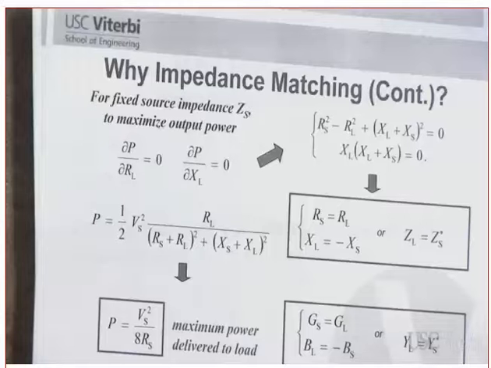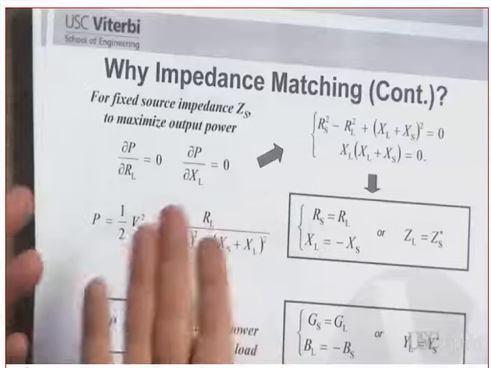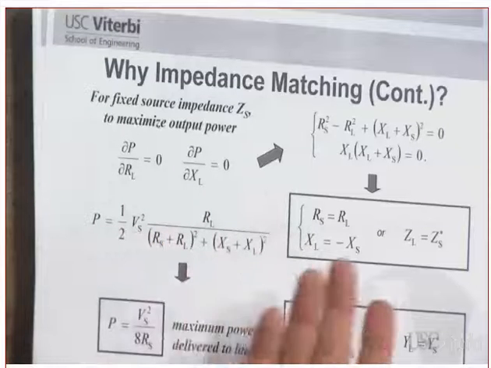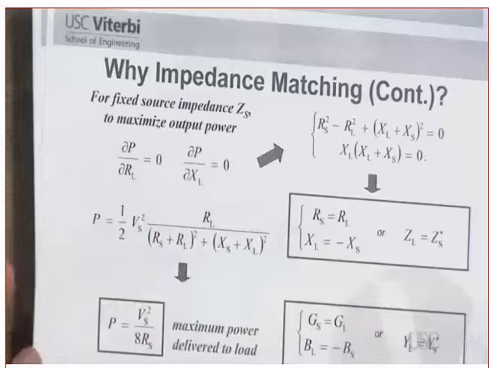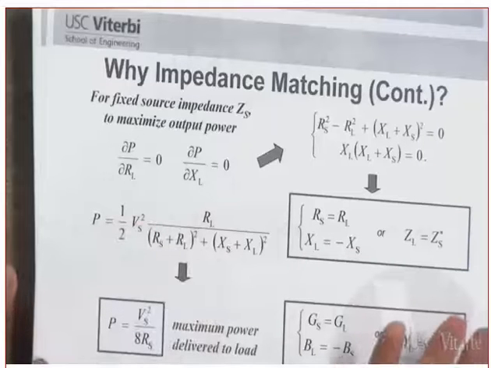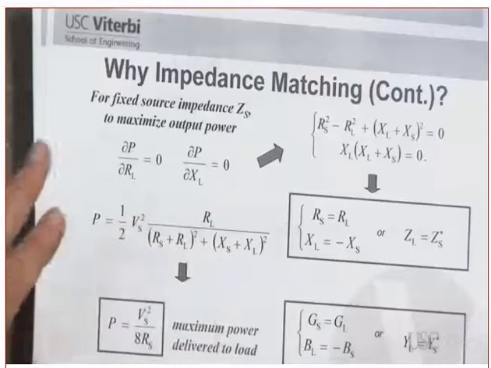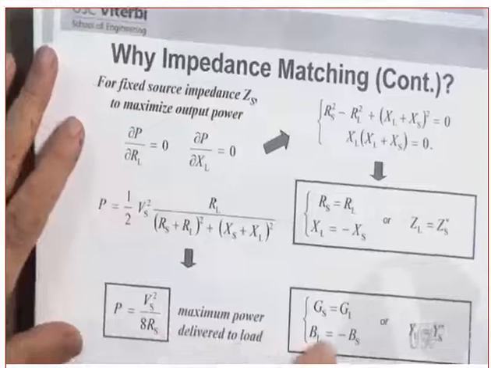Did you lose me? Whereas maximum power transfer is when there is a matching between the load impedance and the source impedance. Can you hold your question one minute? Let me show you this.